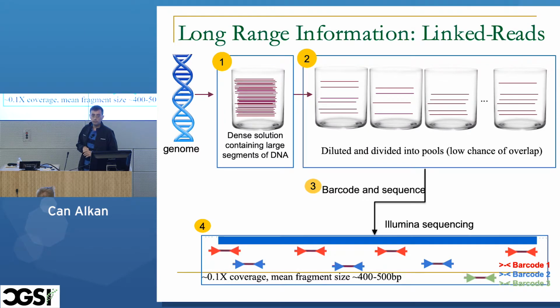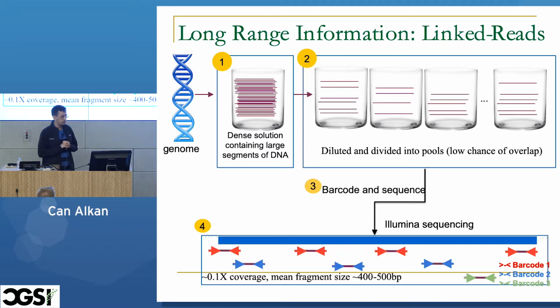You can use long-range information, linked reads. This is how it works. You take the DNA and generate high molecular weight molecules. These are on average about 50 kb each. And then you dilute it. This is all done automatically by this instrument from 10x Genomics.